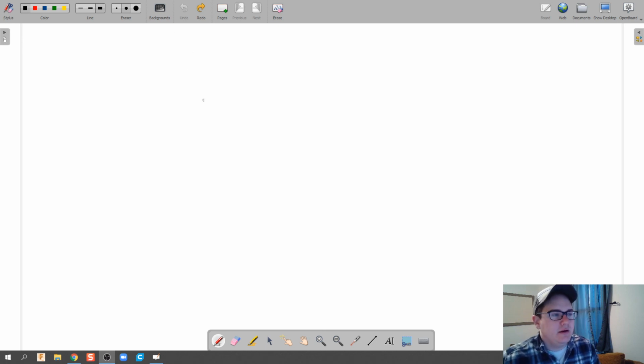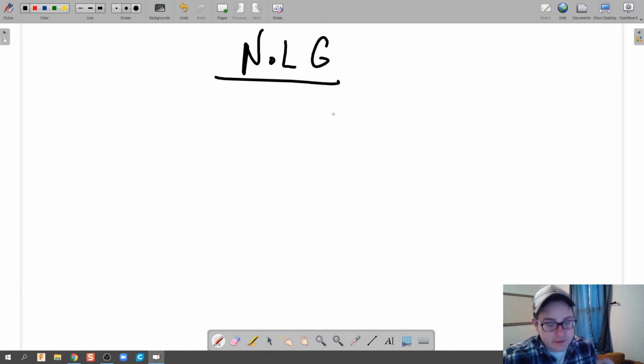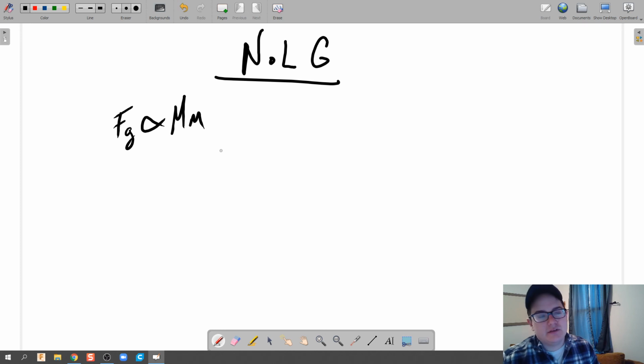We are going to unpack Newton's Law of Gravitation, which is often just NOLG. So with Newton's Law of Gravitation, we denote a couple of things. The first thing that Newton found out, he said that the force due to gravity is proportional to the masses of your two objects. He said if one mass increases, gravitational force increases.